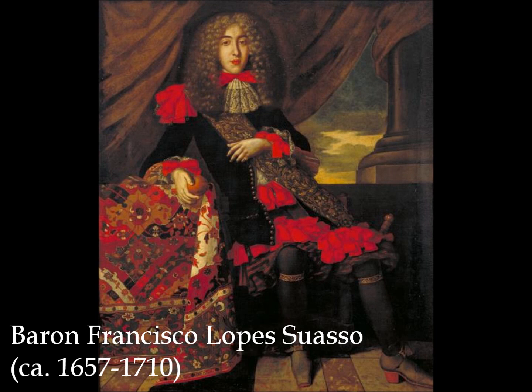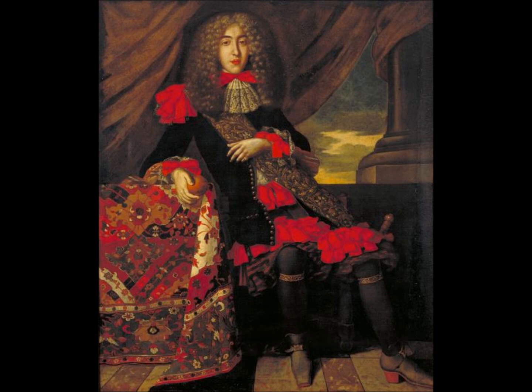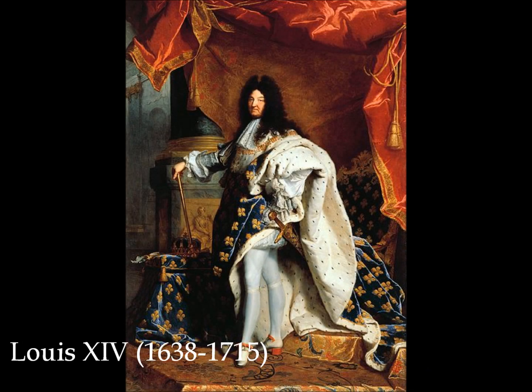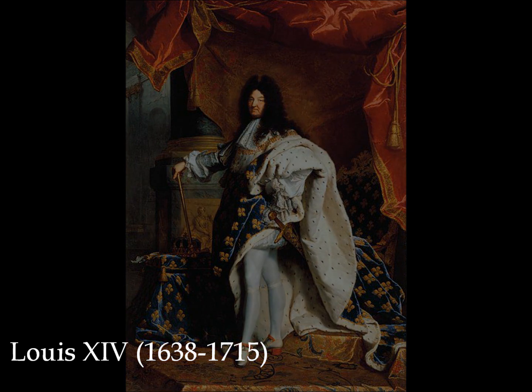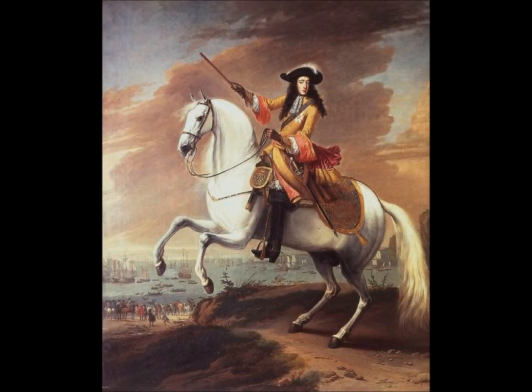Jewish banker Baron Francisco Lopez Suazo helped grow the Dutch military overnight by giving William a loan of 2 million guilders to finance the invasion. King Louis XIV of France miscalculated the scenario and left no help for his ally James II, who subsequently tossed the Great Seal of England into the Thames River and fled to France with his family.